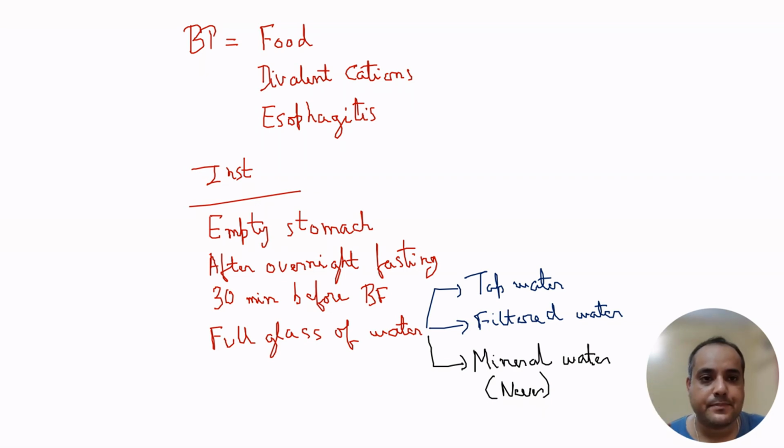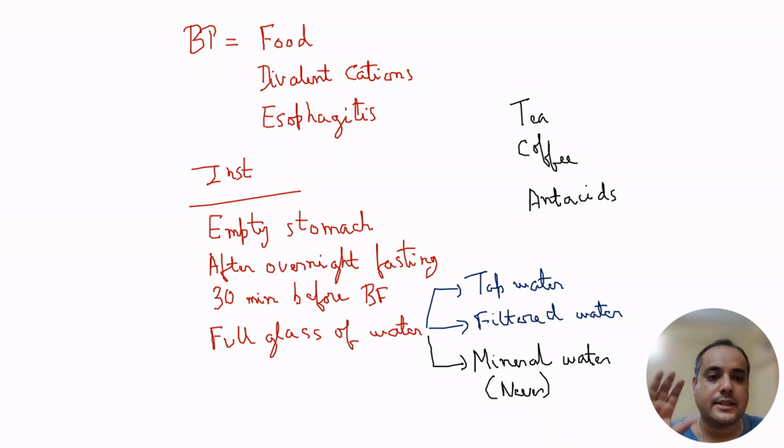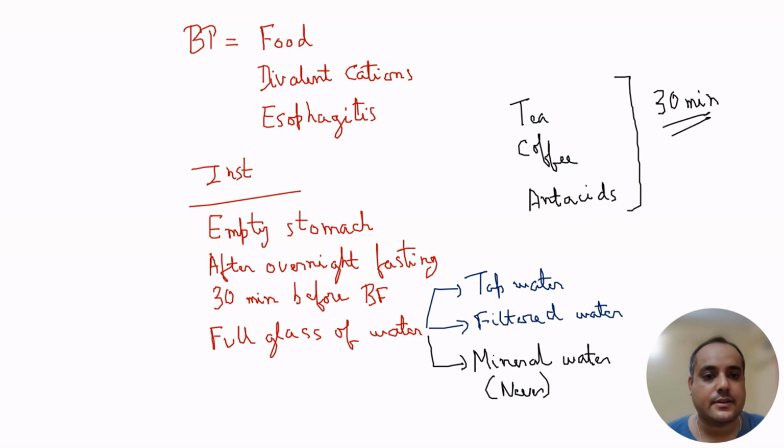Even some foods such as tea, coffee and antacids, because antacids also have magnesium. Tea and coffee, because when they are prepared with milk, they have got calcium. So it is better to avoid them when you are taking the drug, and they must be avoided for a minimum of 30 minutes after taking the drug, right?